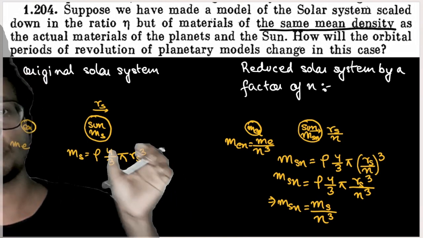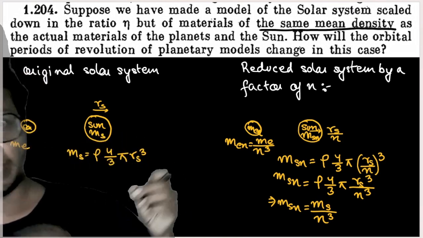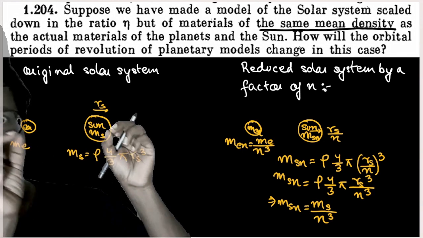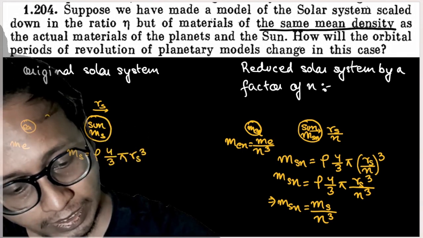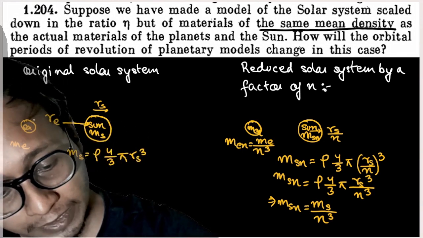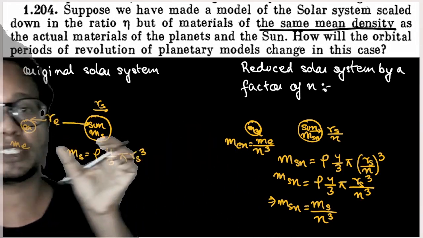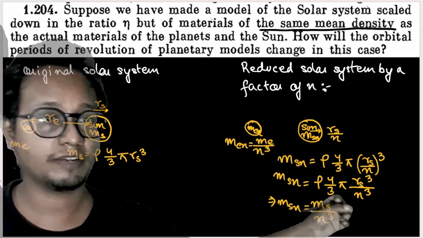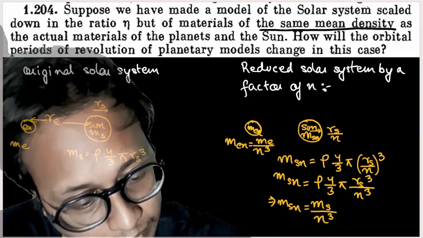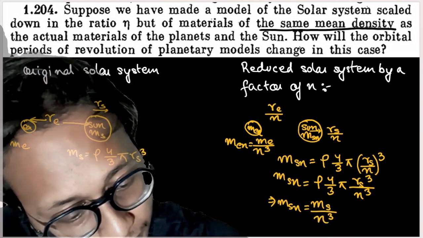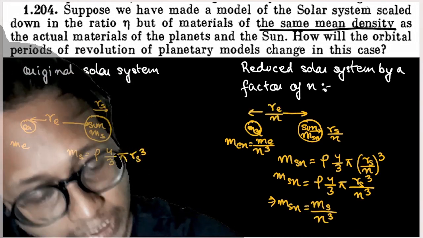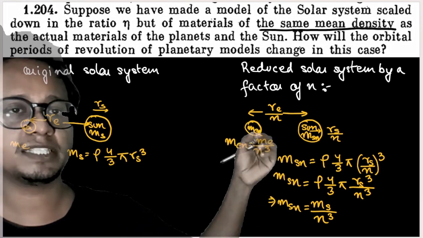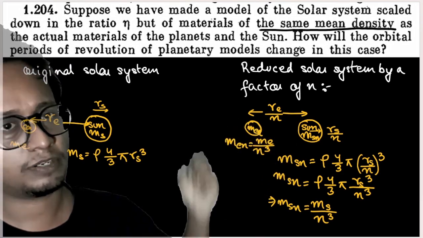Okay. So since the solar system is scaled down, if the distance between Sun and Earth was the radius of orbit of Earth, or one astronomical unit, RE, then in our scaled solar system this is nothing but RE by n. The size of the solar system has been reduced by a factor of n, so the new size would be RE by n. Now the question is asking what is the time period of this Earth? Would the time period change if the solar system has been reduced by a factor of n?